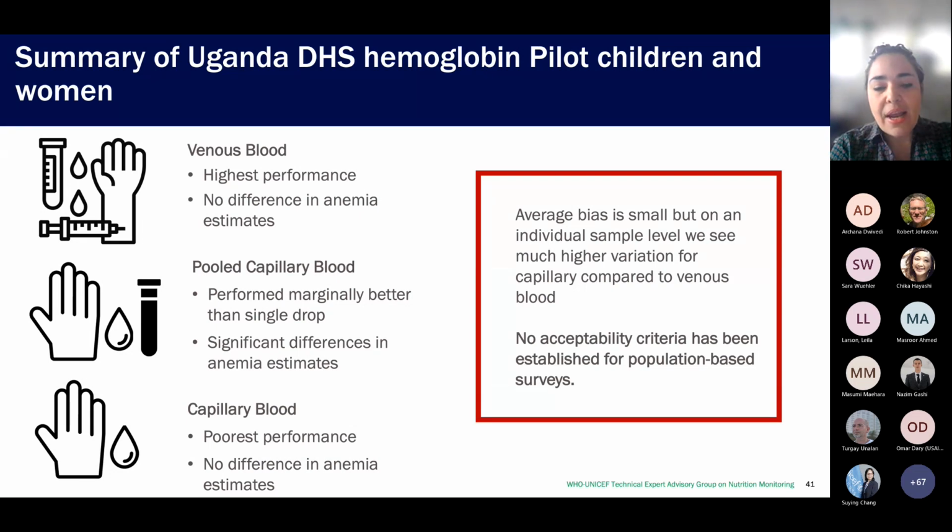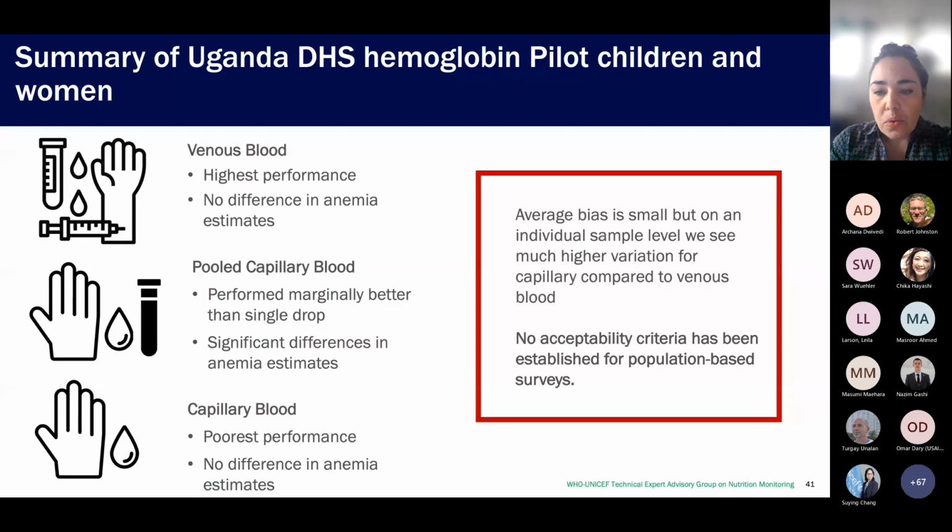I think it's important to note that I have not made a conclusion on whether venous blood must be used over capillary blood. This is because there are no agreed upon acceptability criteria that have been established for population-based surveys on what is essentially good enough.